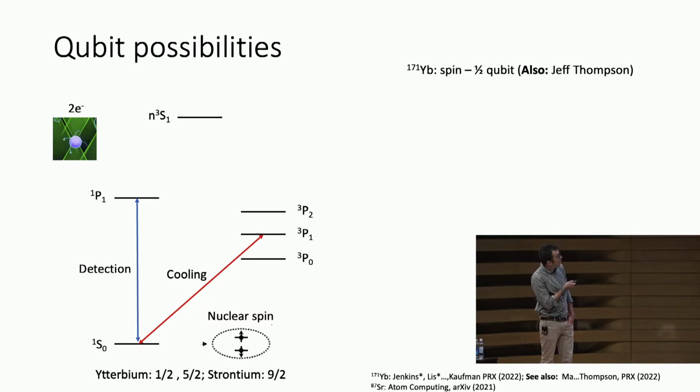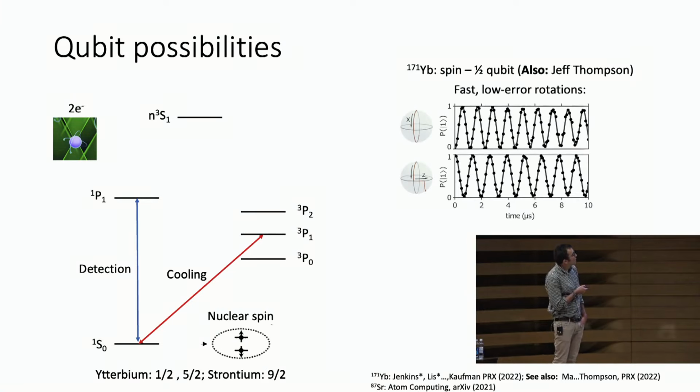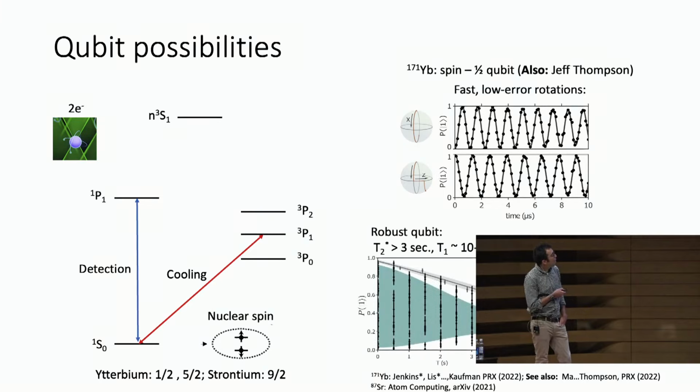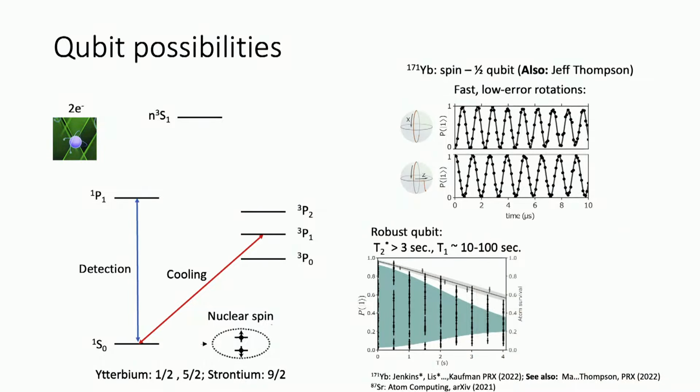So my group, and also beautiful work from Jeff Thompson's group, we've both been exploring this idea. We were able to see that controlling this qubit, we could have fast, low-error rotations on this degree of freedom. This qubit can pair with states that are j equals 0, and these j equals 0 states result because you have two electrons, which can pair to kill off angular momentum, that means that you have no hyperfine coupling. So all of the violence we do to the atom when we trap it, which relies on doing things to the electron, the qubit doesn't care about. So this means we can have T2 star coherence times of 3 seconds, and actually T1 times of 10 to 100 seconds.